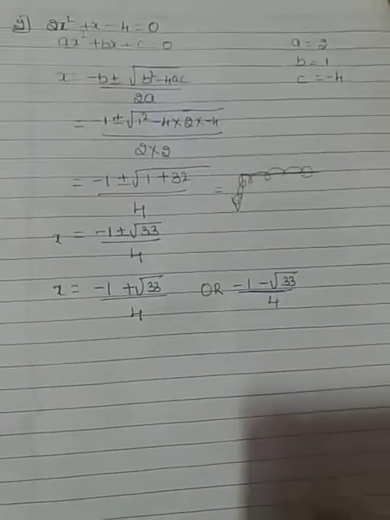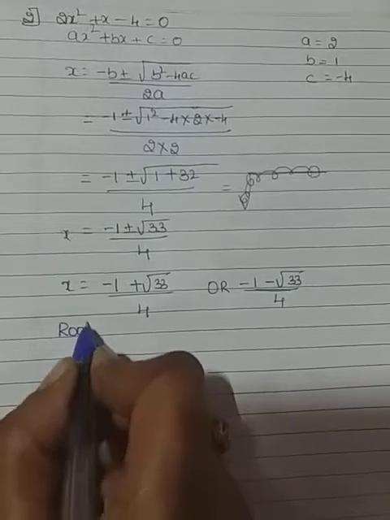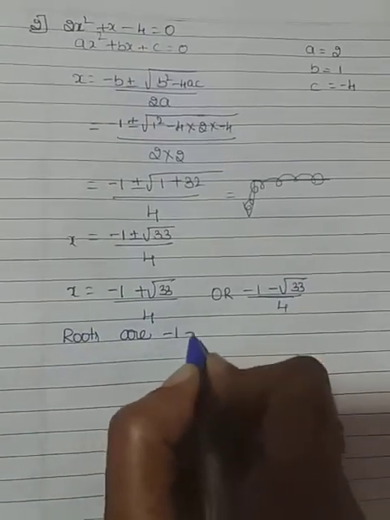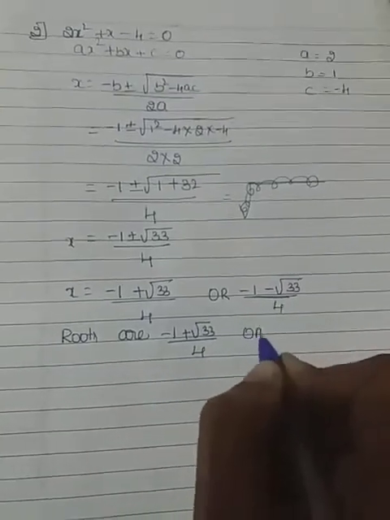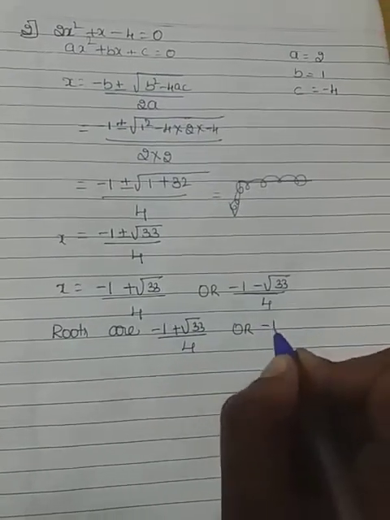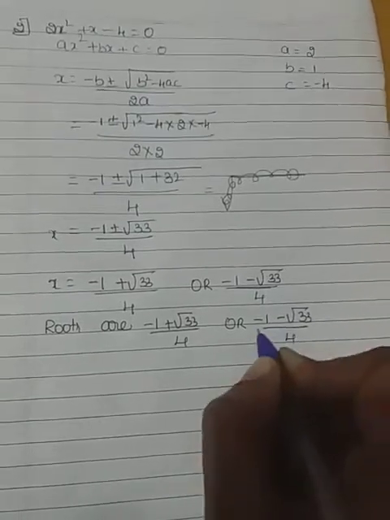So these are the roots of that equation. Let's write the last line. The roots are minus 1 plus root 33 divided by 4, or, one for plus and one for minus, minus 1 minus root 33 divided by 4.